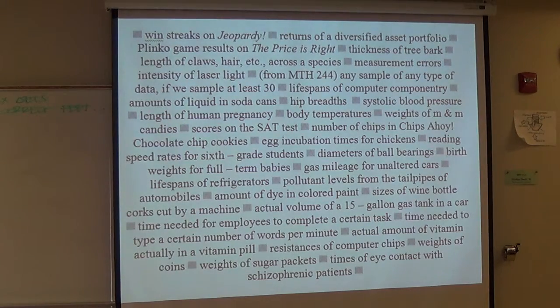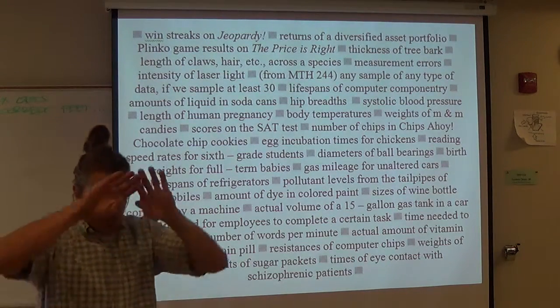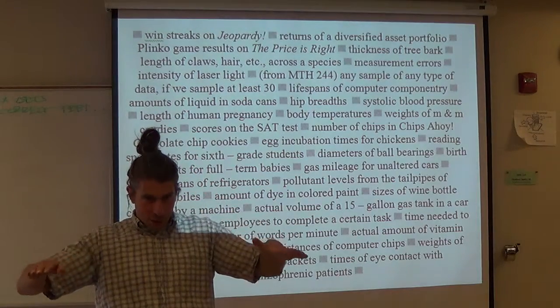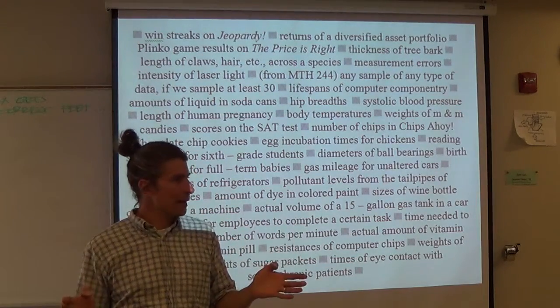How about the length of human pregnancy? I've got some fun data for that one. Length of human pregnancy is bell-shaped. That means there is an average pregnancy length. It is usually described as 9 months, 40 weeks. There's an average that's often quoted. But the thing is, that average has a plus or minus on it. And do you know what the plus or minus is on human pregnancy?